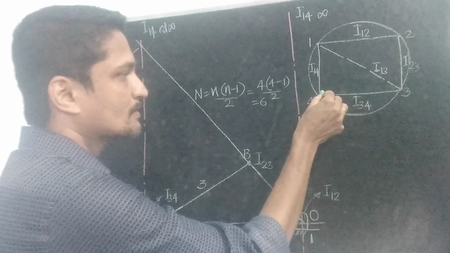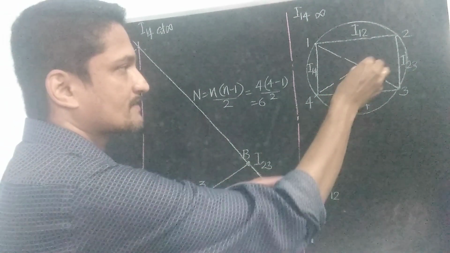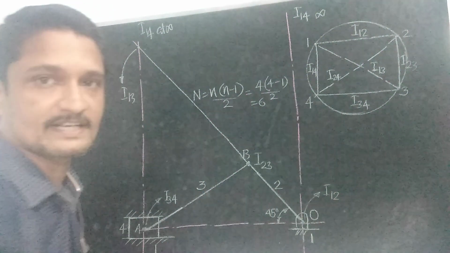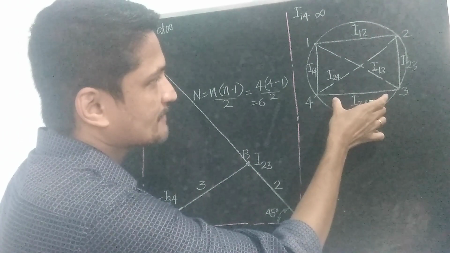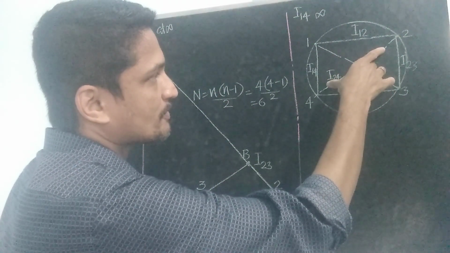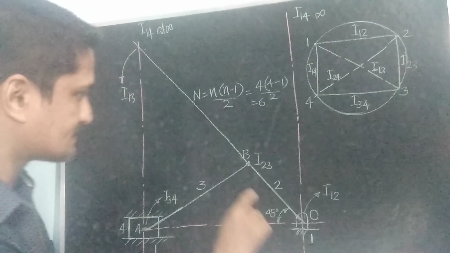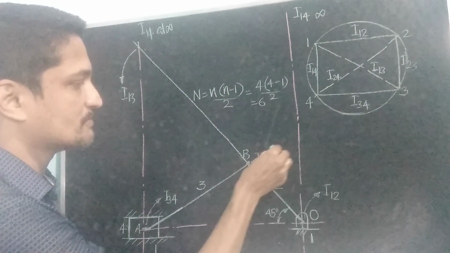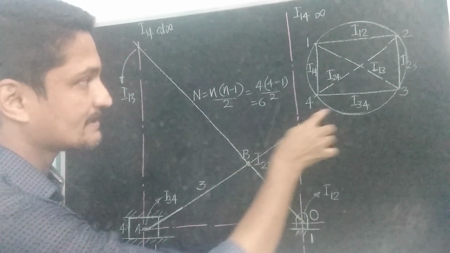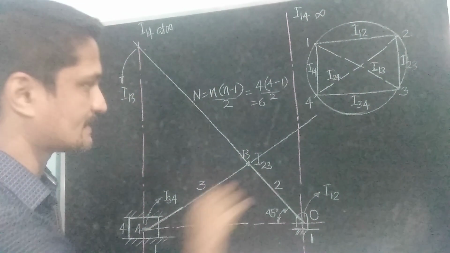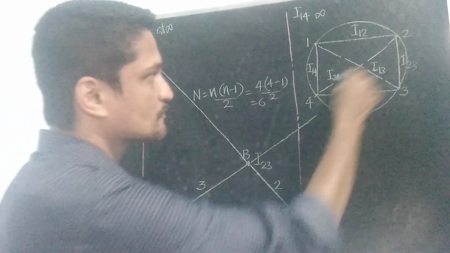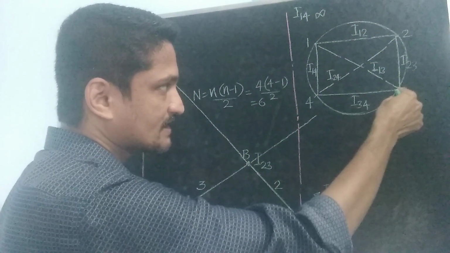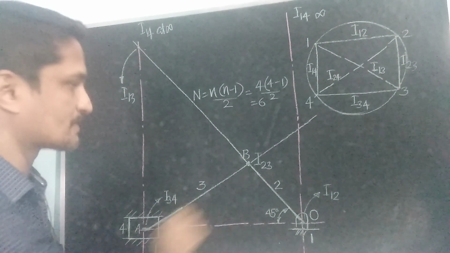Similarly, we can easily locate this instantaneous center I24 also by using Arnold-Kennedy's principle. Here, I34, I23 and I24 must be on the same straight line. I34 is this one, I23 is this one, and I24 must be on the same straight line. That means I24 must be on the line connecting I23 and I34. That means it must be on this particular line.